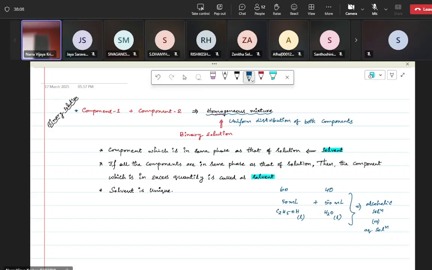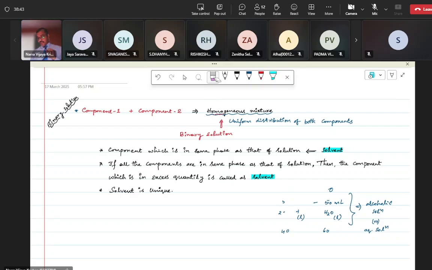Sir, instead of 50-50, if I give 60 and 40 here, then obviously it must be an alcoholic solution. You should not call it an aqueous solution, because the volume which is in excess is fixed now. If I give 40 here and 60 here, obviously it is an aqueous solution. Problem arises only when both are equal; then it is the user's choice. Are you able to understand? Alcoholic, aqueous. Any questions, sir?